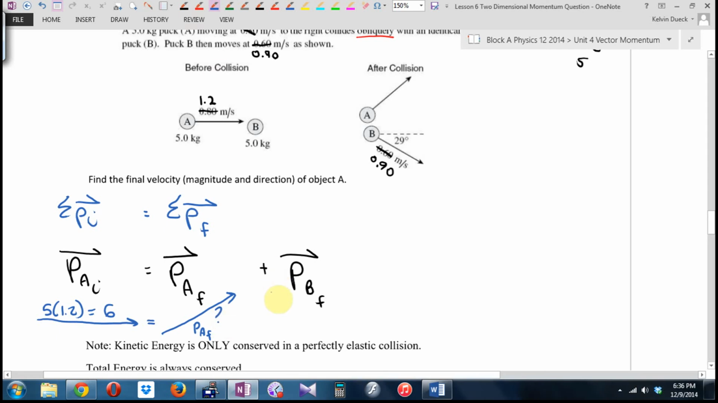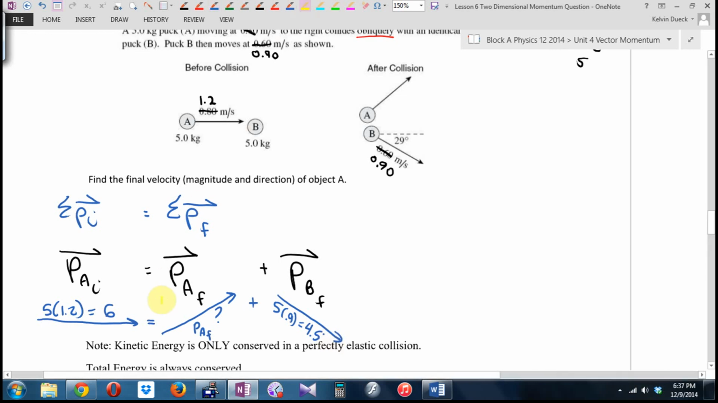Momentum B final looks like that. And it has a mass of 5 as well, because it says the pucks are identical, times 0.9. You know what? That's 4.5 kilogram meters per second. How am I going to figure this out?